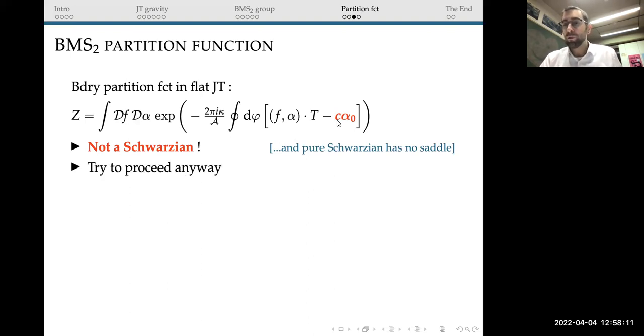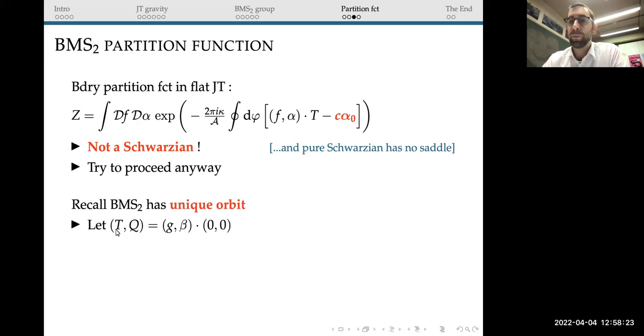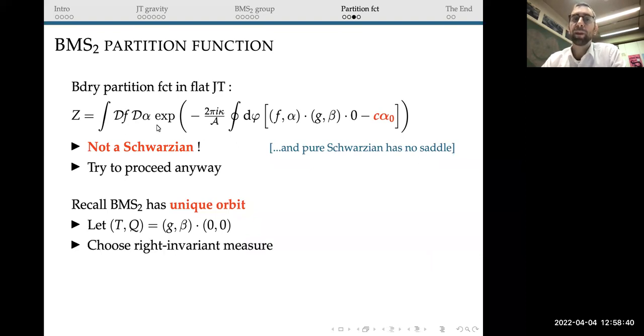Now, despite the zero mode, you can try to proceed anyway in the way you typically did in the Schwarzian action. In particular, you may recall that BMS2 has a unique orbit for generic values of the central charges. So you can decide to write your pair of currents T, Q as some BMS element G beta that acts on 0, 0. You can just choose this as your reference configuration, whereby this term here, you would just write as G beta acting on 0. Now that's fine. And then the next step would be to choose a right invariant measure here, which you can certainly do because it's a Lie group. Of course, it's an infinite dimensional Lie group, but you can still choose a right invariant measure and thereby cancel the presence of this G beta term here.